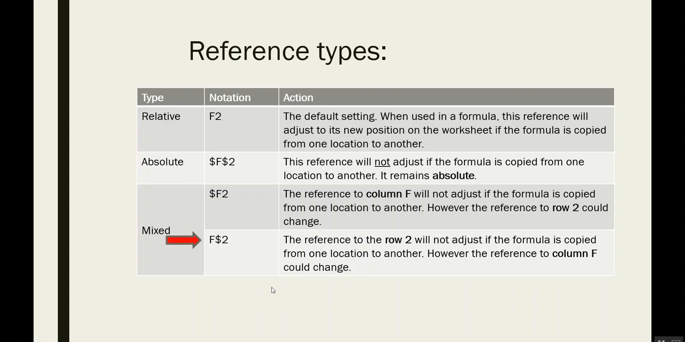In this next reference, the column could change, but the row will not. The row has been indicated to be absolute, and that's what the $ sign in front of the row indicator is for. So let's take a look and see what this is like.